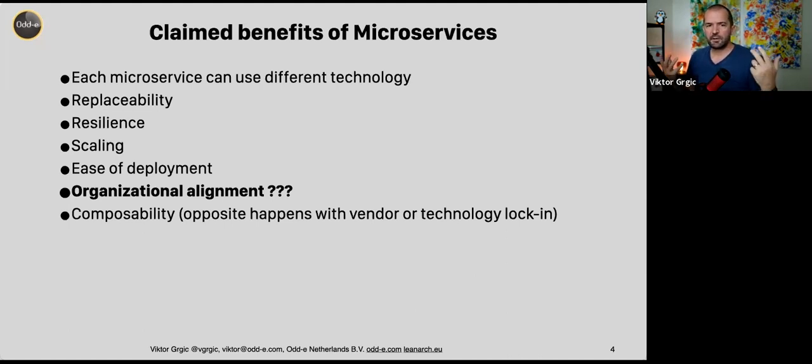And then organizational alignment. We're going to talk about that quite a lot. That's a claimed benefit which is in reality not really a benefit, and I'll explain why. It's quite the opposite, in fact. Composability is one of them, but I'm going to skip that one. There's not that much about it.